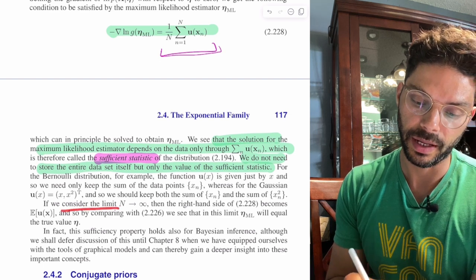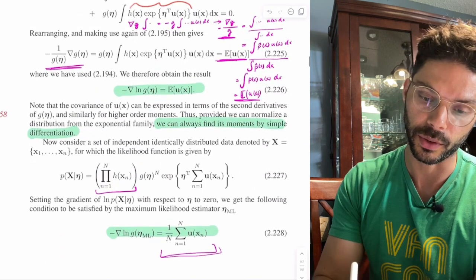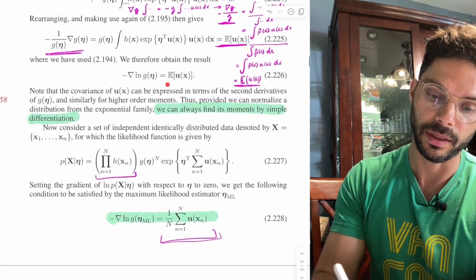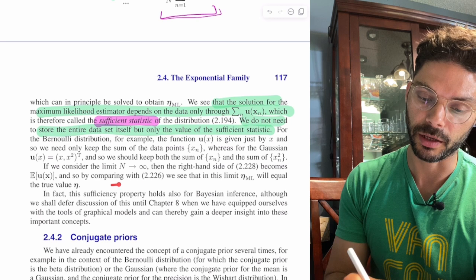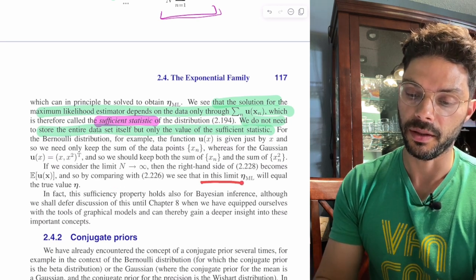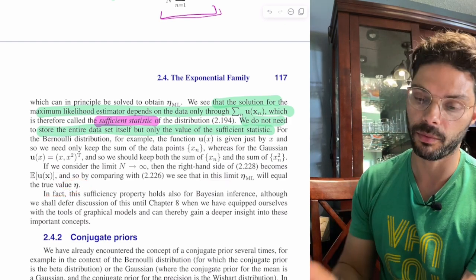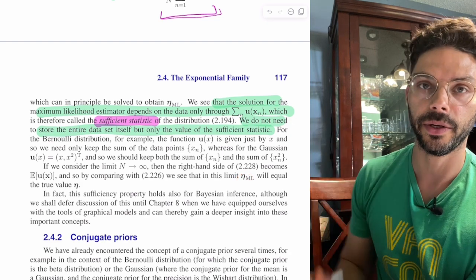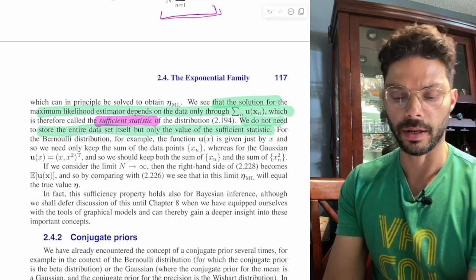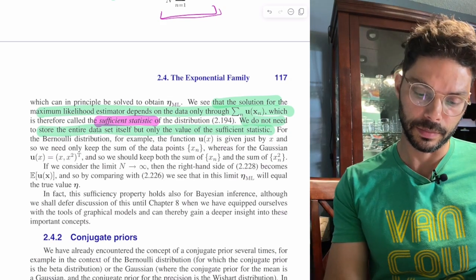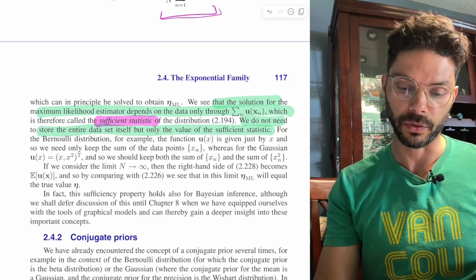And if we consider the limit n goes to infinity, then the right-hand side of 2.28 becomes the expectation. So we're getting back to this result. Then the right-hand side becomes the expectation of u of x, and so by comparing with 2.2.6, we see that in this limit, eta ML will equal the true value of eta. So as you get more and more data points, your maximum likelihood estimate will approach the true value. I believe that's called a consistent estimator: an estimator whose value approaches the true value as the number of data points goes to infinity.